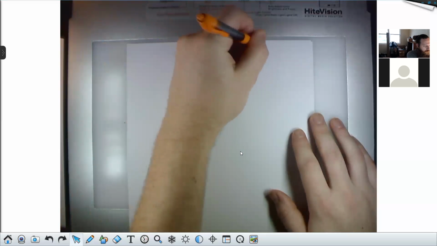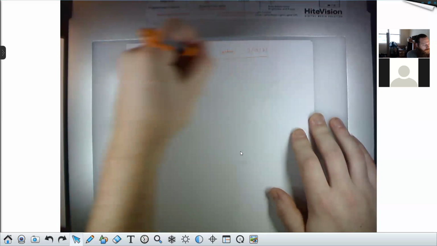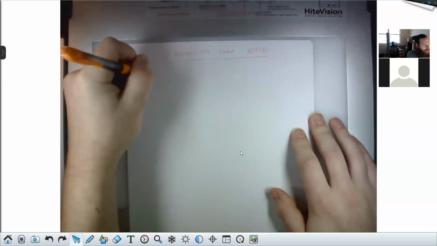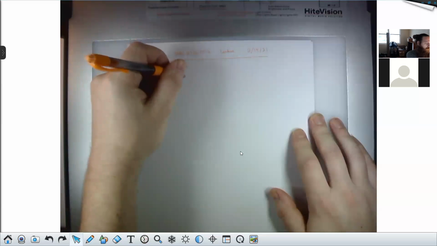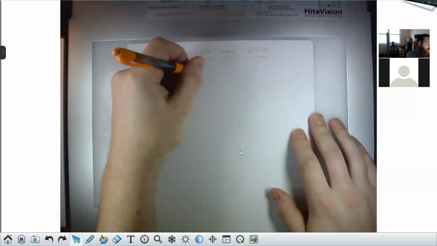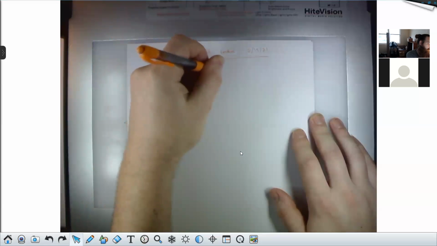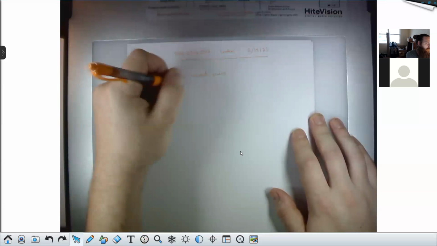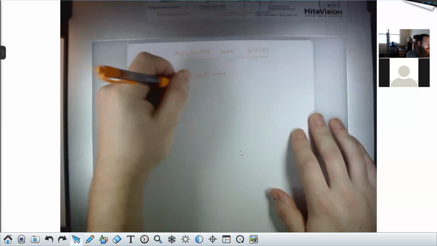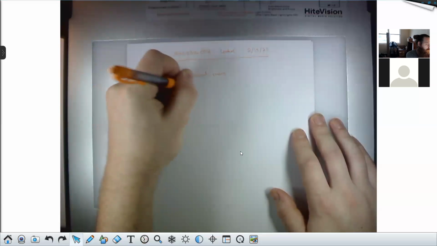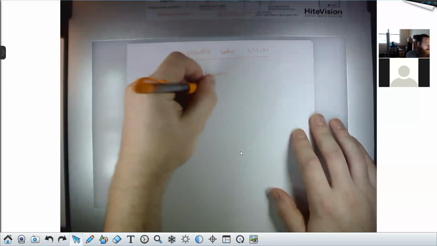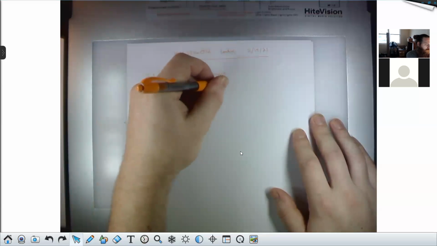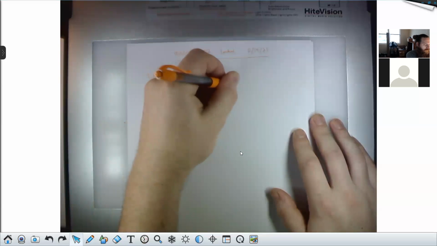Today is the 19th, February 2021. And today we're going to do two things. We're going to do some more related rates, and we're also going to talk about this tool called logarithmic differentiation.